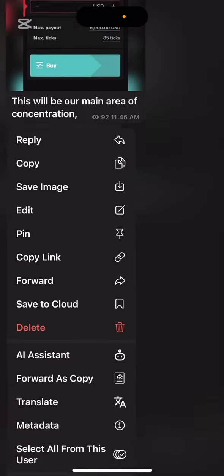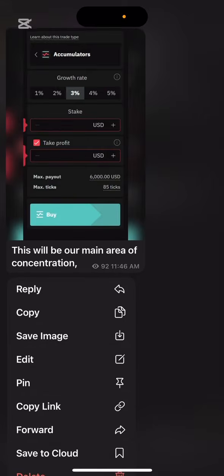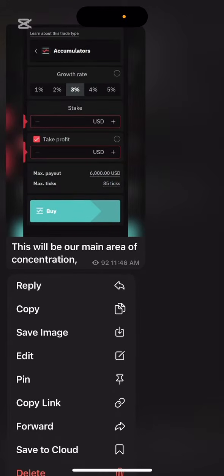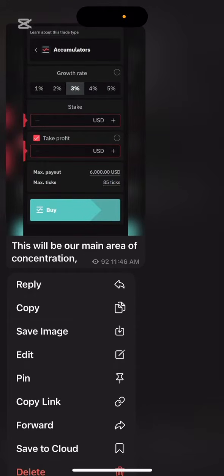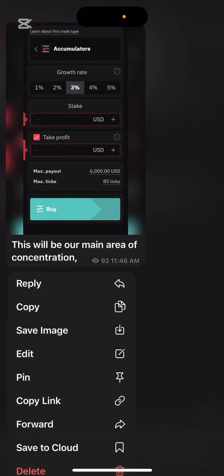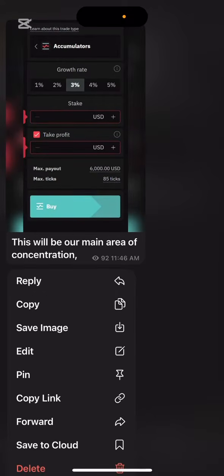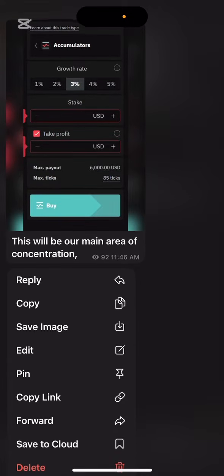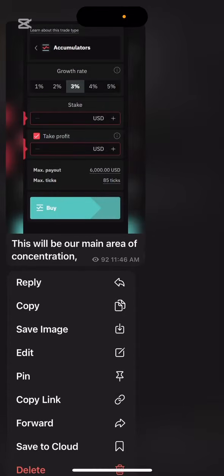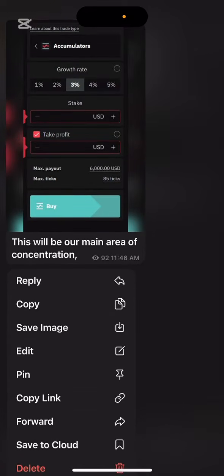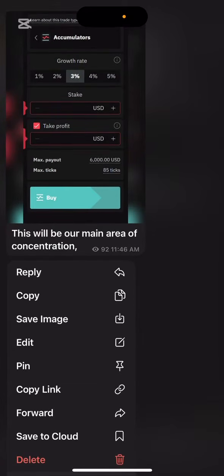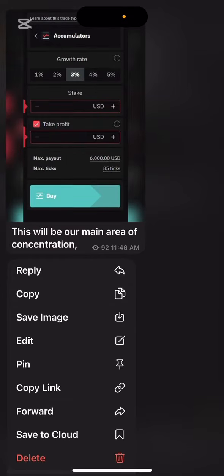Okay, now here's what we're going to be concentrating on. This small window right here, we have the accumulators, you have the growth rate, the stake, the profit amount, and we have the buy button. Okay, now we are going to be concentrating on the growth rate, the stake, take profit, and the buy button. Those are the things that we are going to be concentrating on. We are not going to be concentrating on the chart, because we don't really need the chart while using this strategy.